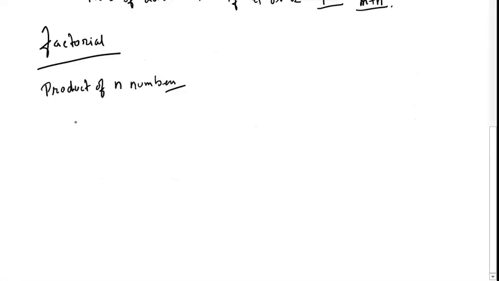Now, the next prerequisite thing is something called factorial. So what is a factorial? Factorial is nothing but the product of n natural numbers. For example, if I'm saying 5 factorial, it means 1 into 2 into 3 into 4 into 5. If I'm saying 6 factorial, it is 1 into 2 into 3 into 4 into 5 into 6.